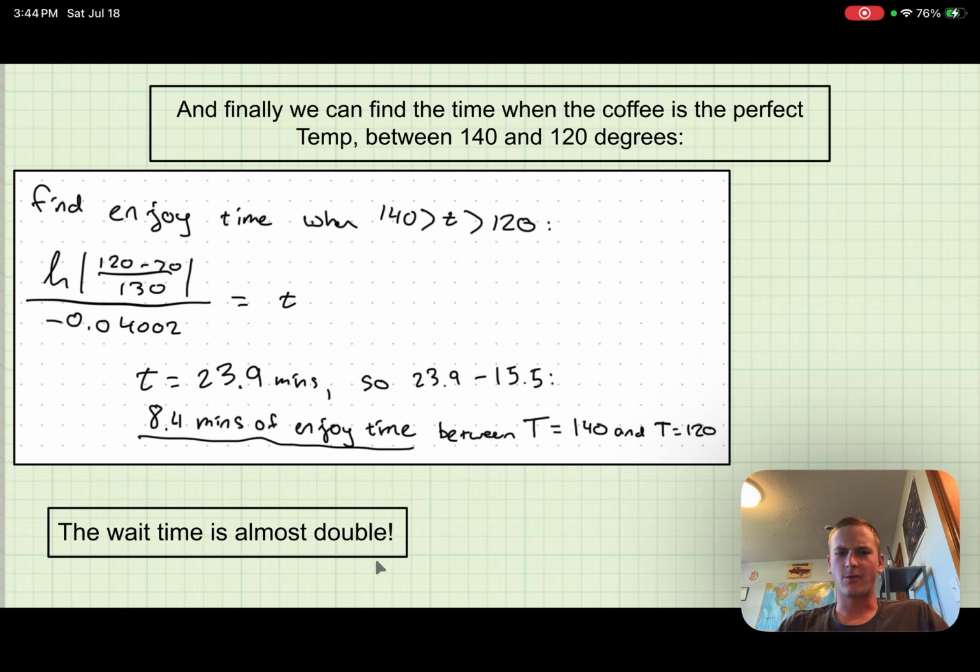Something I noticed here, the wait time is double. I was like, that's insane. I didn't realize you're waiting 15.5 minutes and you can only enjoy it for 8.4 minutes. The wait time, it's not double, but it's almost double, and it probably feels like it too, because it usually takes a while to wait for something.